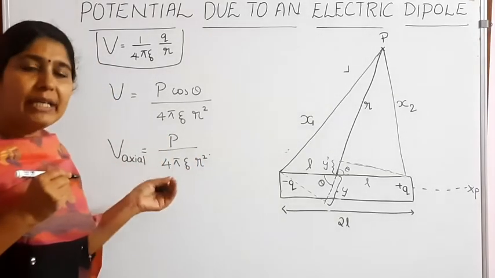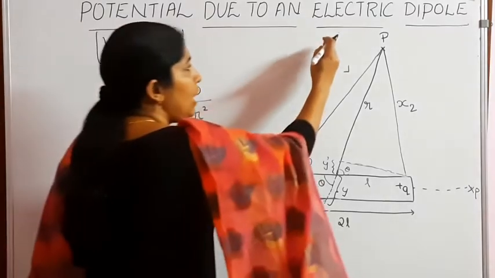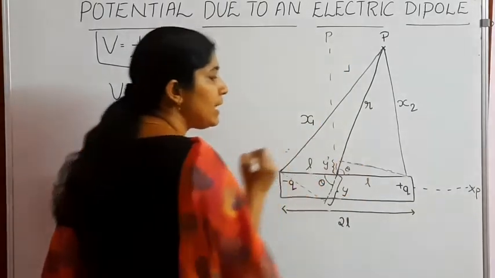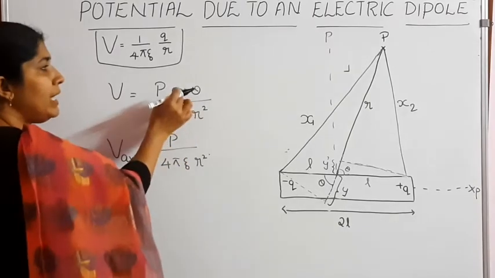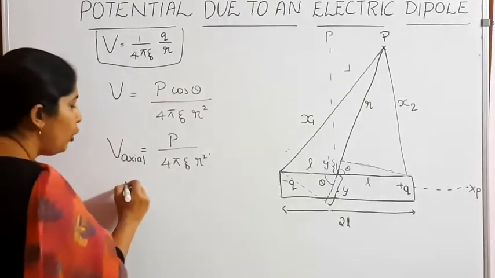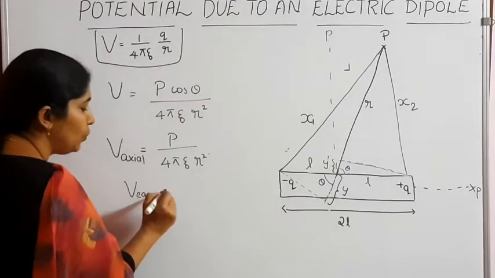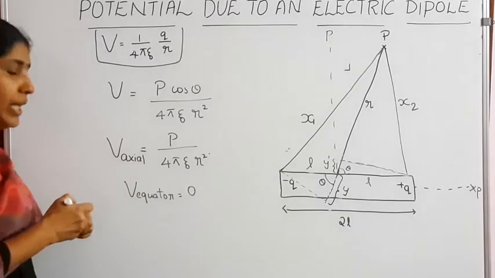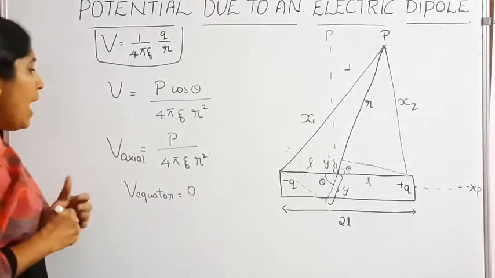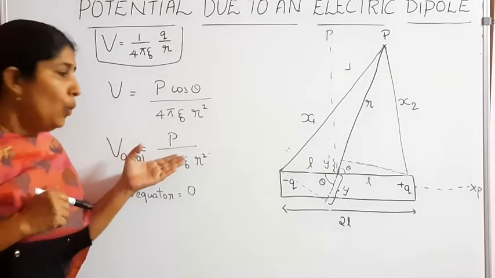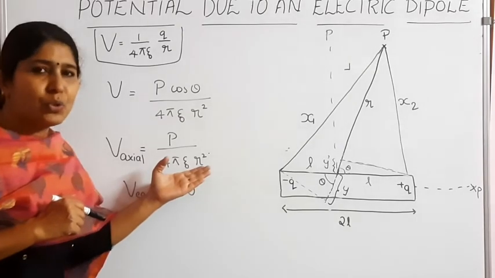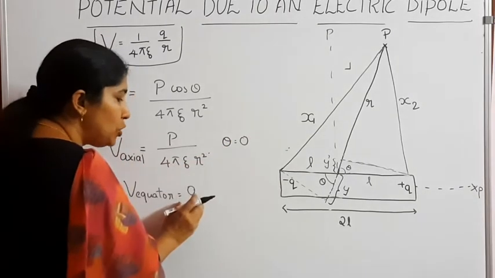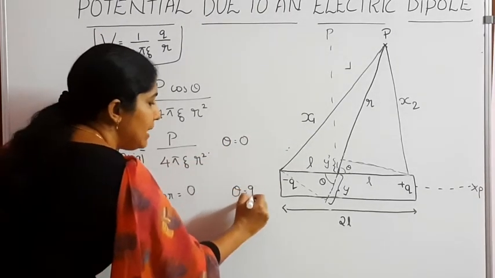What about the potential at the equatorial plane? At the equator, that means when P is here, what about theta? Theta is equal to 90 degree. When theta is equal to 90 degree, cos 90 is equal to 0. Therefore, potential at the equatorial point, V equator, is equal to 0. Then potential at the equatorial point is equal to 0 and potential along the axial point is equal to p divided by 4 pi epsilon 0 into r square. Along the axial plane, theta is equal to 0. Along the equatorial plane, theta is equal to 90 degree.